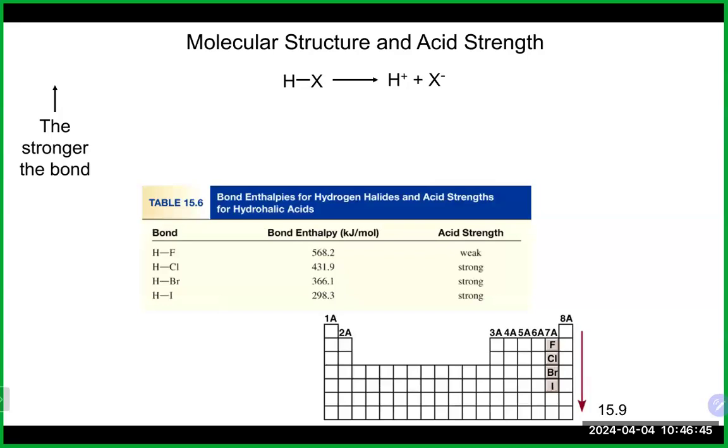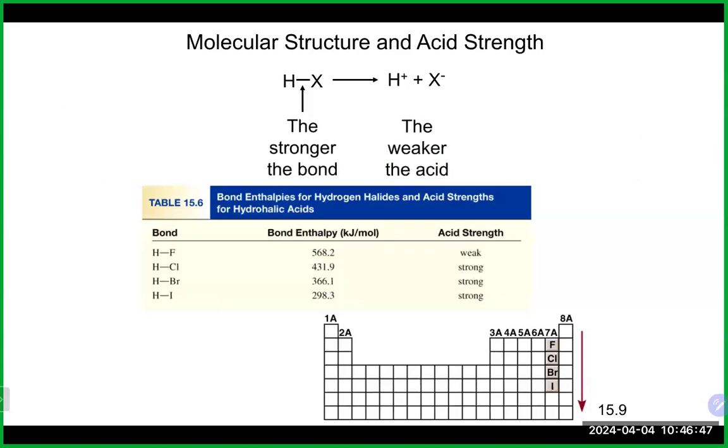Let's talk a little bit about acid strength first off. When we look at acids that do not contain oxygen, one of the major things that we look at to determine which one is a stronger acid is actually bond enthalpy or bond energy. And you might have talked about that when you did bonding.